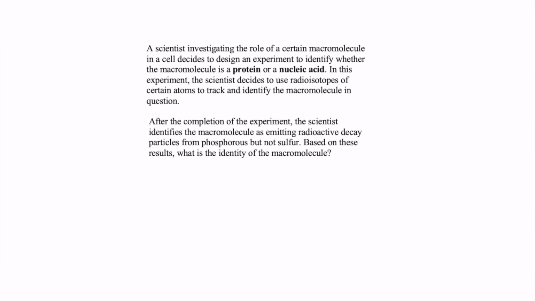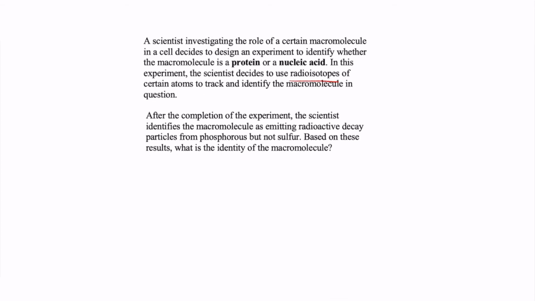Okay, so in this question, it says a scientist investigating the role of certain macromolecule in a cell decides to design an experiment to identify whether the macromolecule is a protein or a nucleic acid. In the experiment, the scientists decide to use radioisotopes of certain atoms to track and identify the macromolecule in question. After the completion of the experiment, the scientist identifies the macromolecule as emitting radioactive decay particles from phosphorus but not sulfur. Based on these results, what is the identity of the macromolecule?